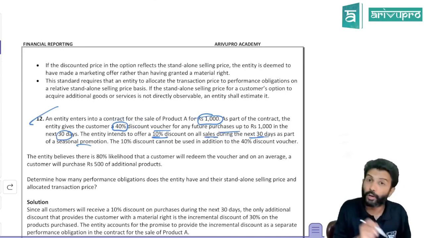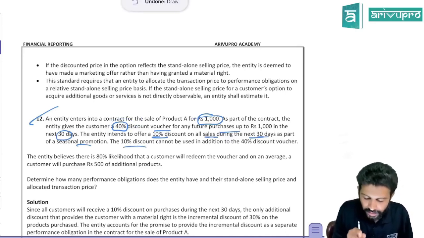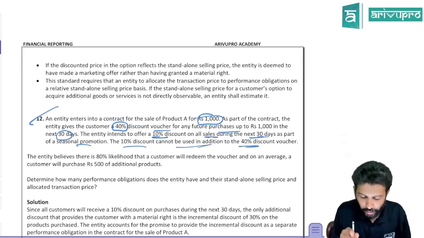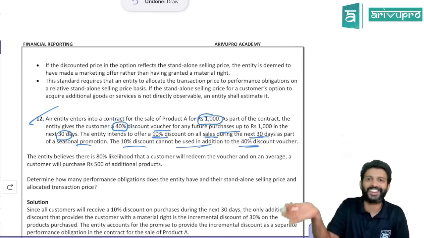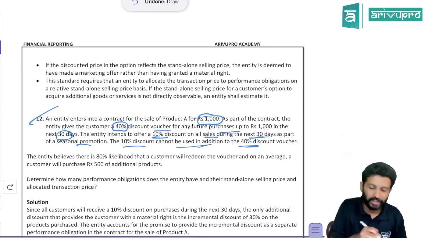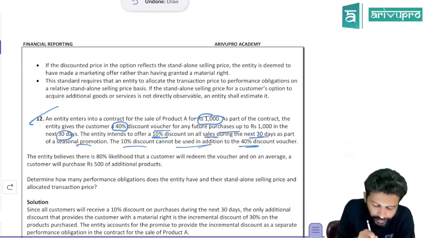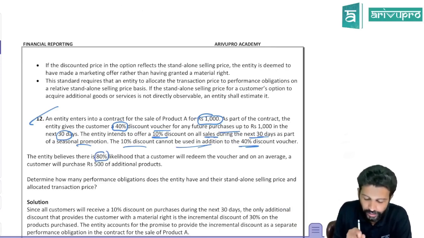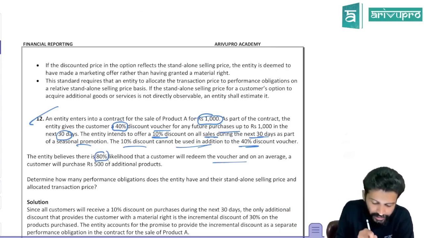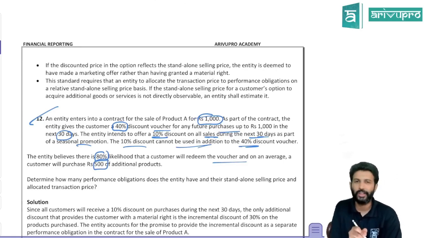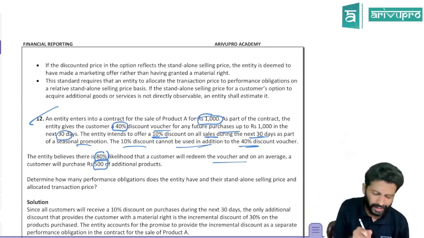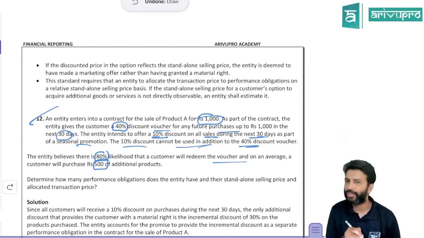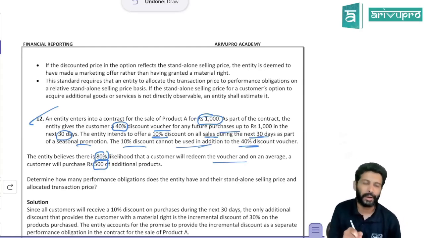But to this customer, we gave 40% discount. Keep that in mind. The 10% discount cannot be utilized in addition to the 40% discount. So they say that this customer will not get 40 extra, 10 extra. This 10 is included in this 40. The entity believes there is an 80% likelihood that a customer can redeem the voucher on an average, and he will purchase 50% of the additional products. So this discount voucher can be redeemed only against future purchase. And in future, my company feels 500 rupees worth of goods he will buy, and there is an 80% chance that he will buy.